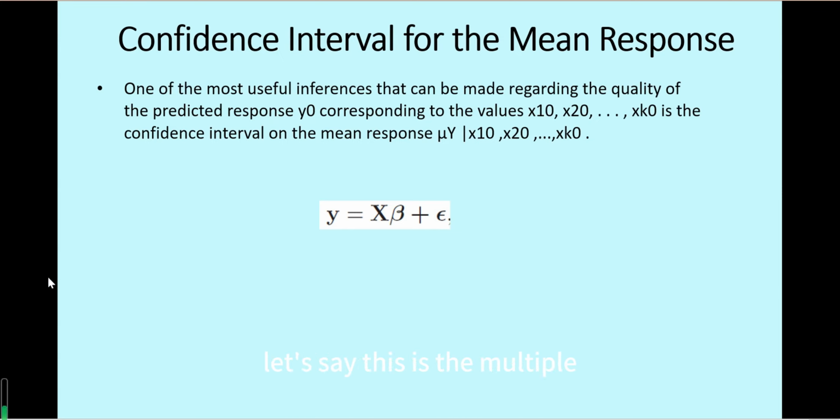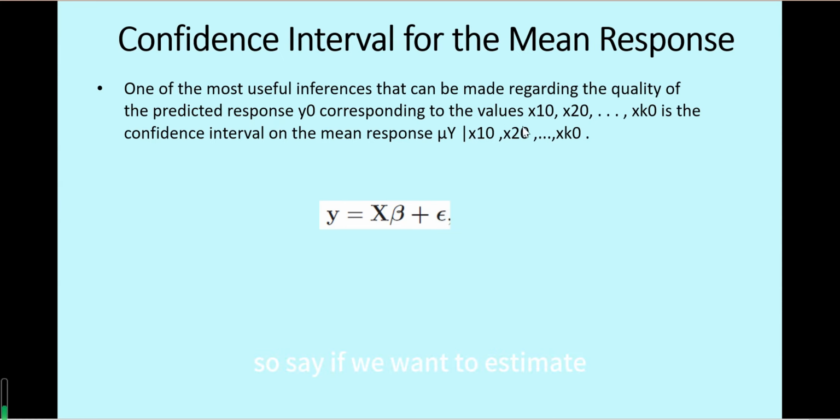Let's say this is the multiple linear regression model written in matrix form, because here y is an n times 1 column matrix, same for this error term, and x is the matrix for n observations and k independent variables plus a constant value, a scalar column, and beta is a vector for the parameter. So the result is n response y.